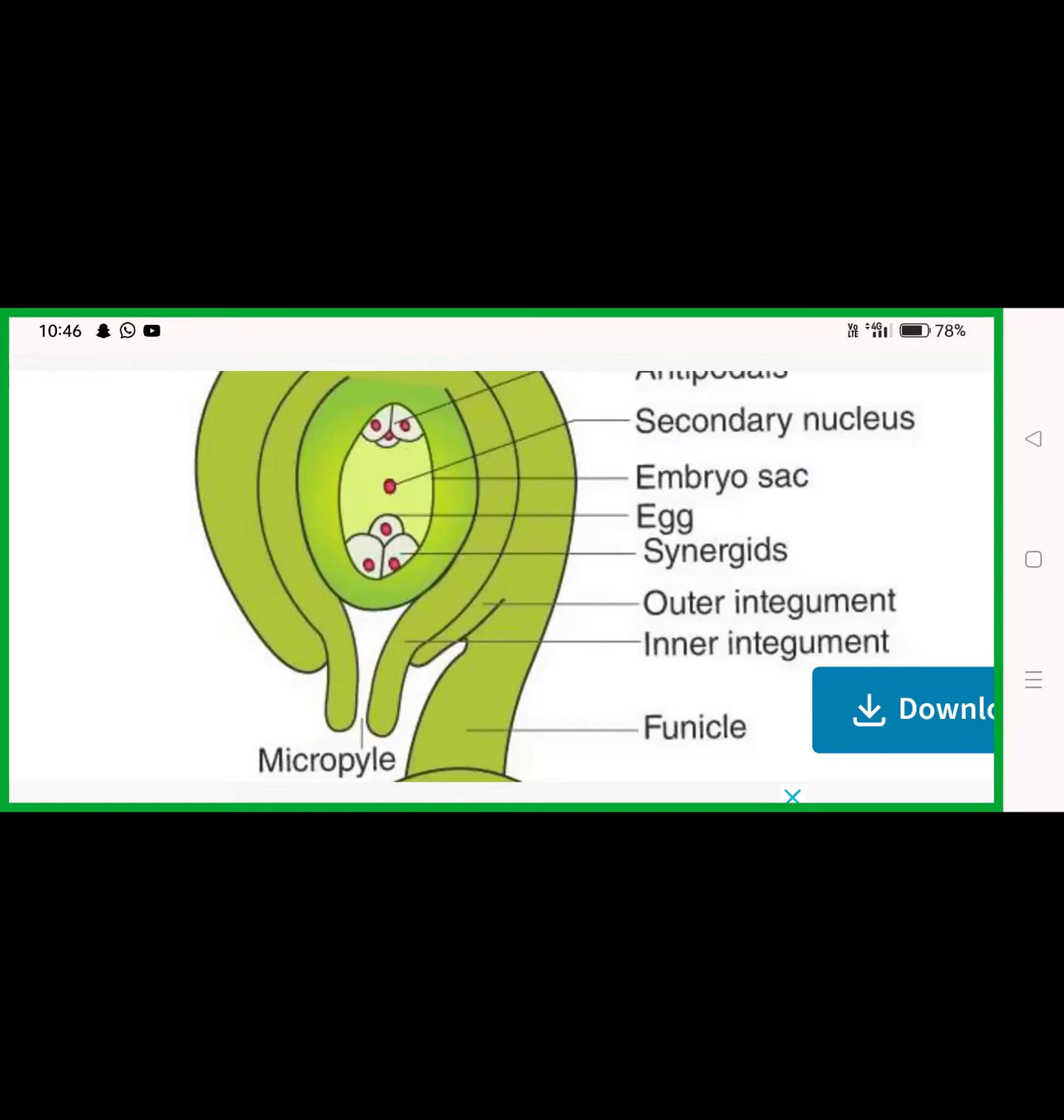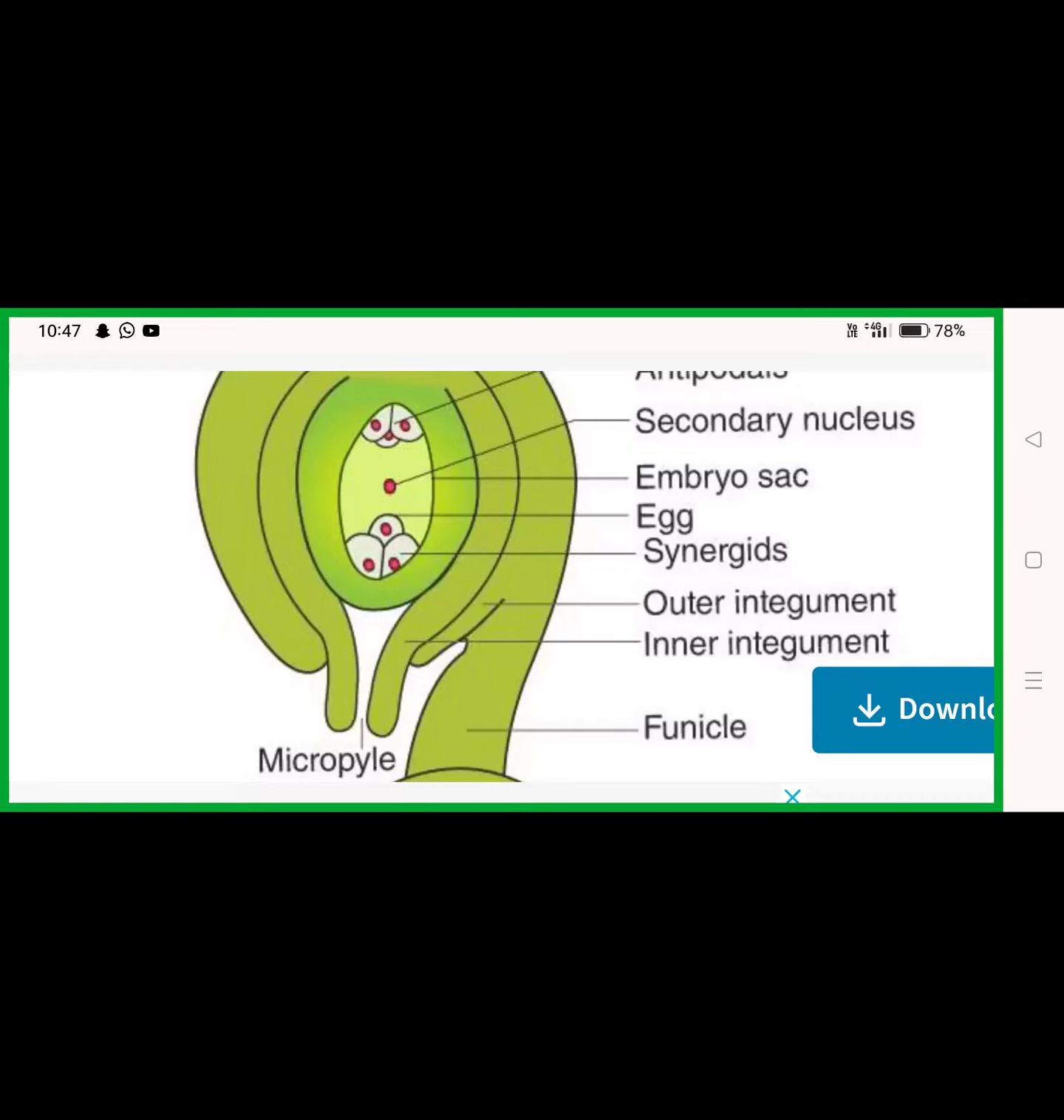And next, coming to apomixis, it is very important. Apomixis means the substitution of sexual reproduction by an asexual process which does not involve any nuclear fusion. These terms are very important in embryology.